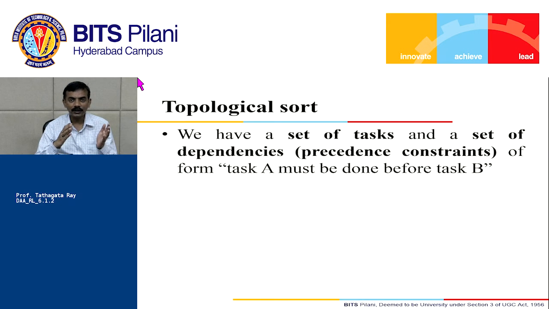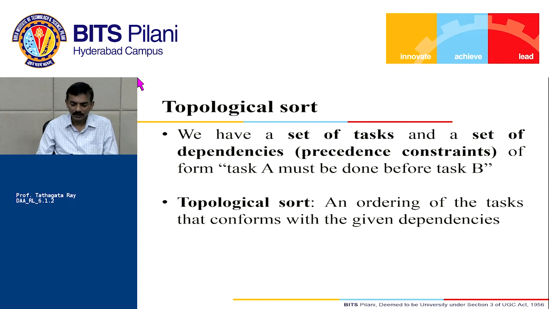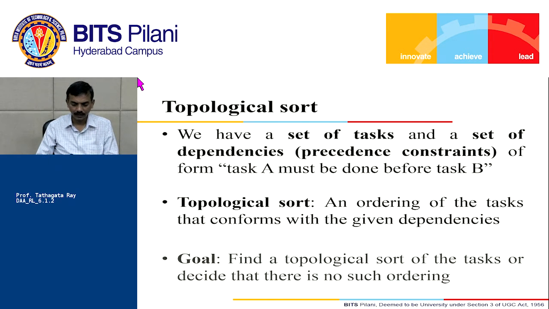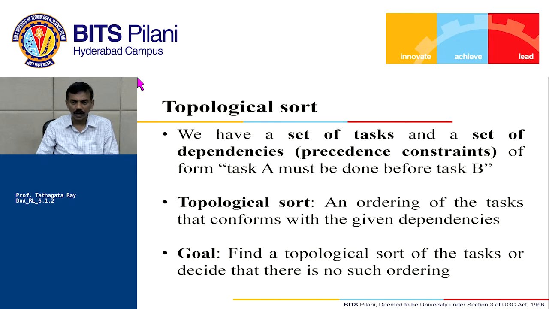There are tasks A, B, C, D, but there is a dependency between these tasks. So what is topological sort? It is nothing but an ordering of the tasks that conform with the given dependencies. You are given a bunch of tasks, you are given how they depend upon each other. Now you have to sort or order them in order of their dependencies. That means if task A must be done before task B, then A must come first, then task B. So the goal is to find a topological sort of the tasks or decide that there is no such ordering.